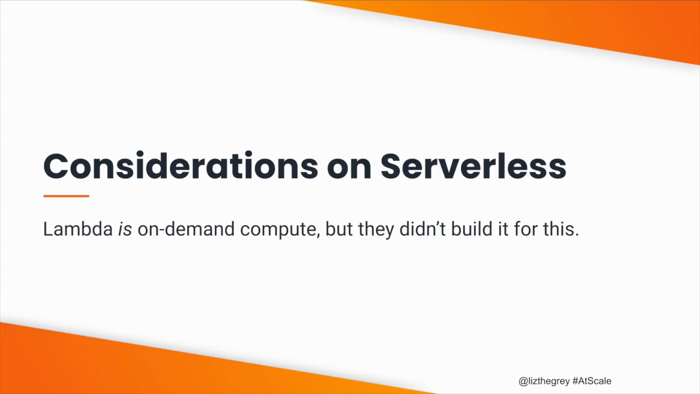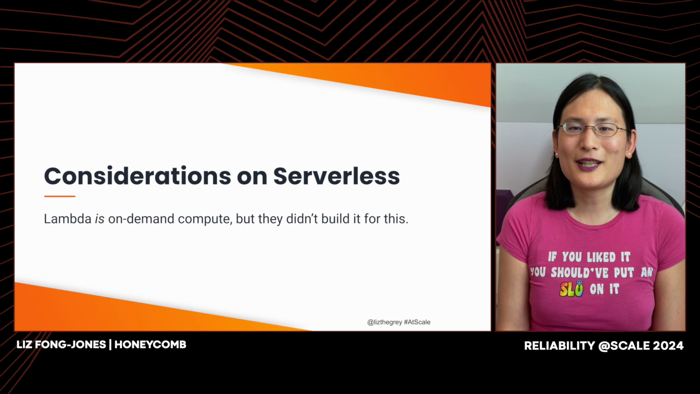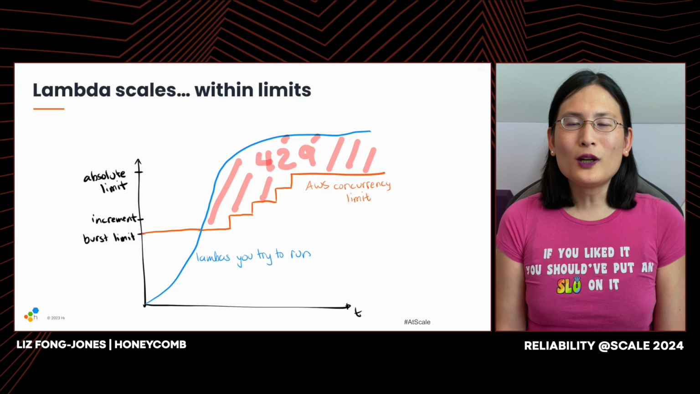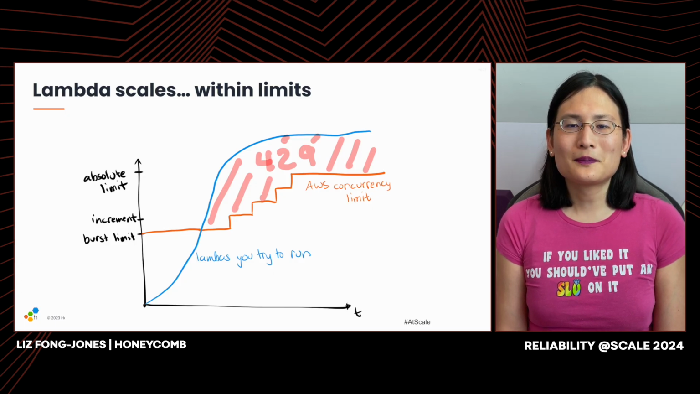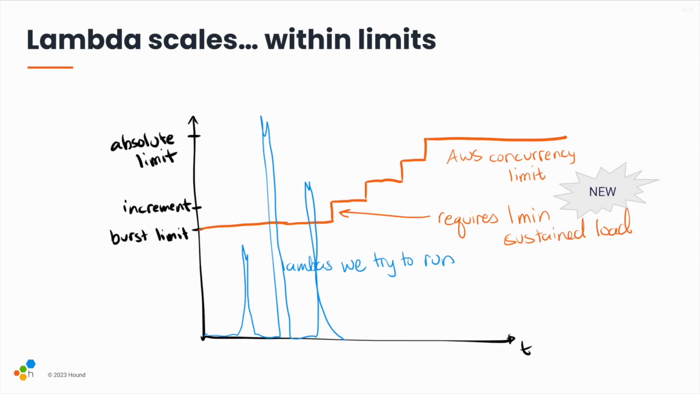So let's talk about some of those trade-offs now with making the engine fully serverless. Because Lambda is on-demand compute, but they don't necessarily expect you to be using it for batch data processing. They're expecting you to be using it to run like a service through API Gateway. So the first piece is the scaling up. What does it look like when you want to run more workers than AWS allows you to by default? Amazon will return you an HTTP 429 result if you are asking for more concurrency than you're allowed. They will allow you to scale out your concurrency limit, but only if you have sustained load.